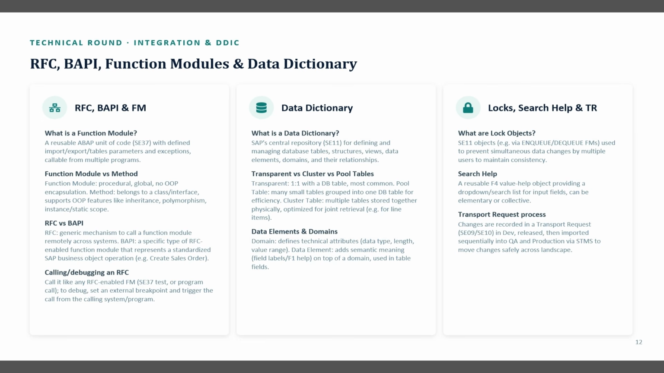And finally, the transport request process. Changes are recorded in a transport request in development, released, and then imported sequentially into QA and production through STMS.